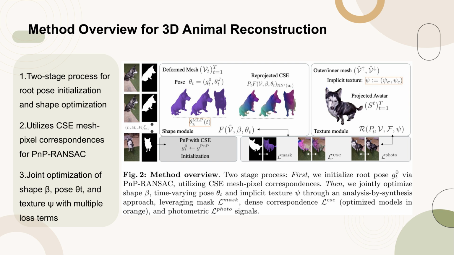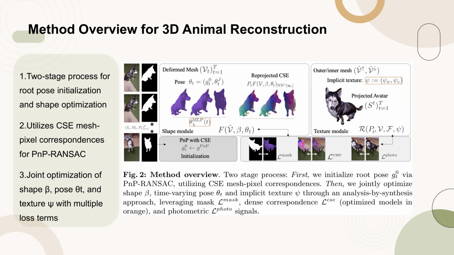In the second stage, the method jointly optimizes the shape parameters beta, time-varying pose parameters theta t, and implicit texture psi. This optimization is achieved through an analysis by synthesis approach, which integrates multiple loss signals: mask loss, dense correspondence loss, and photometric loss. The optimized models are highlighted in orange, indicating the significant role of these components in achieving high-quality 3D animal reconstruction. This two-stage process and the use of diverse loss terms collectively enhance the accuracy and realism of the reconstructed 3D animal models.